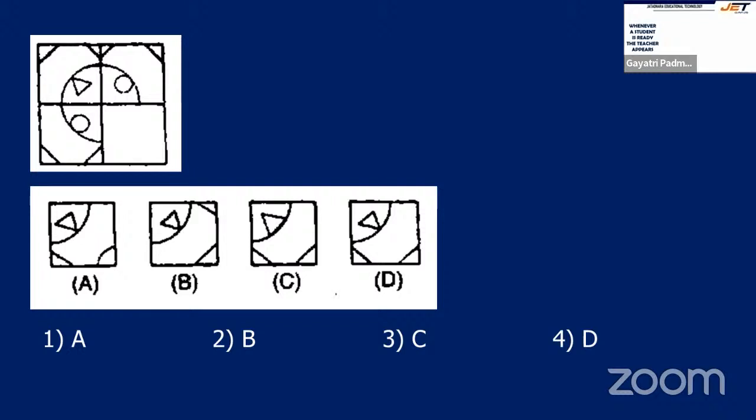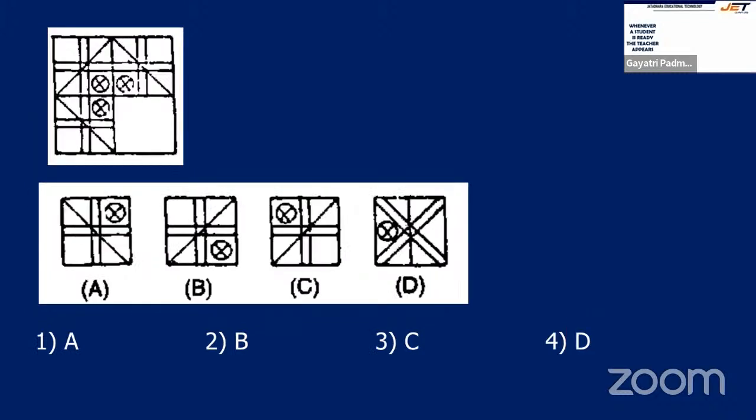Let's quickly choose. Your 30 seconds has already started. How many of you will be able to do it? Let's see. Yes, it's over. It is option D. All right, let's move on to the next question.